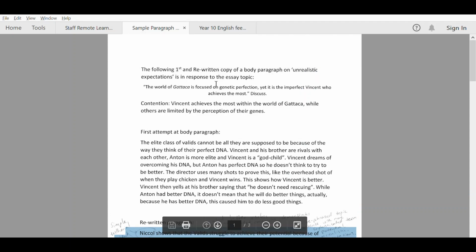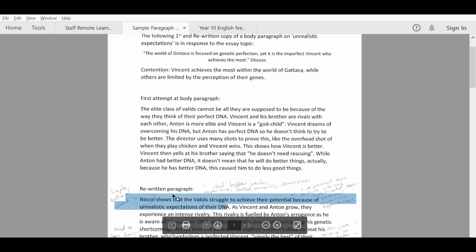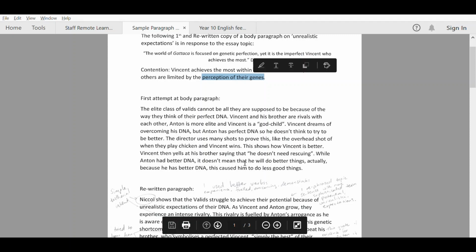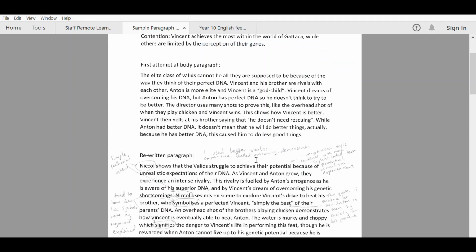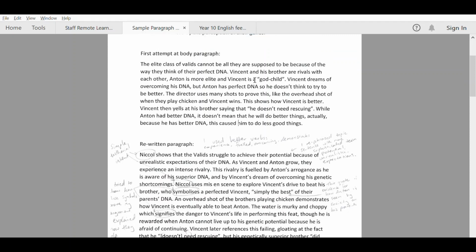The world of Gattaca is focused on genetic perfection, yet it is the imperfect Vincent who achieves the most. Nichols shows that the valids struggle to achieve their potential because of the unrealistic expectations of their DNA. That should be linked to that. Here, Vincent achieves the most within the world of Gattaca, while others are limited by their perception of their genes. Perception of their genes, the unrealistic expectations of their DNA, that links to here. See that? Alright, let's jump into how the evidence has been used.